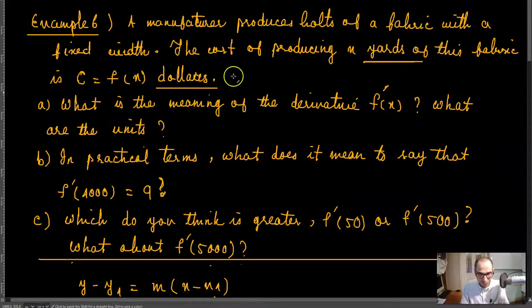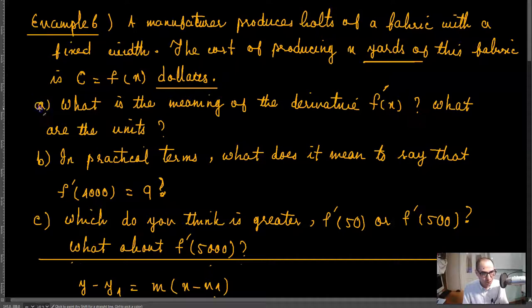So now the cost of producing x yards of this fabric is C equals f of x, in dollars, which means that x is essentially in yards and C is in dollars, meaning the cost is in dollars and the length of the fabric is in yards. And C is a function of x, right? Meaning that the cost is a function of the number of yards.